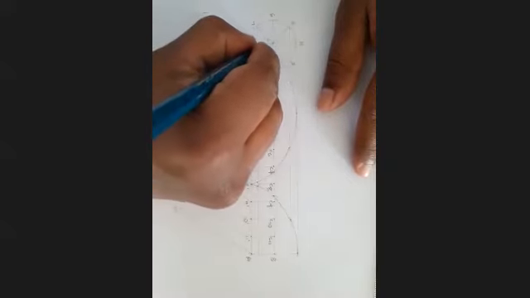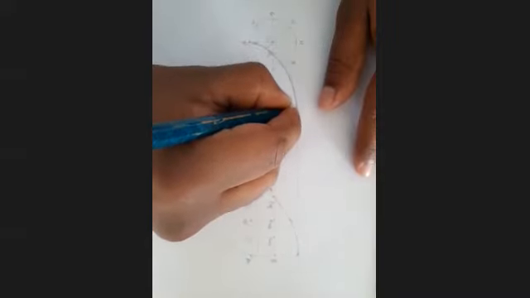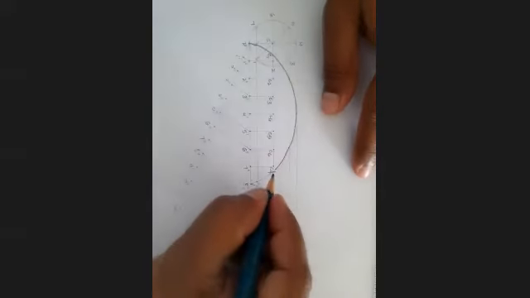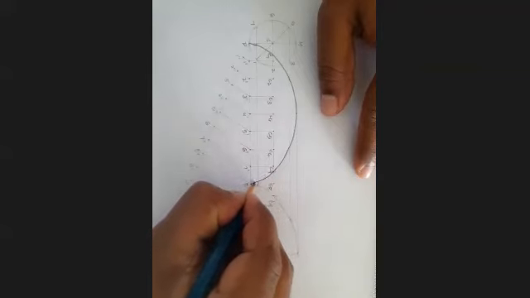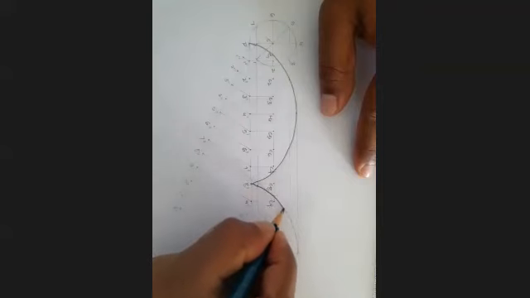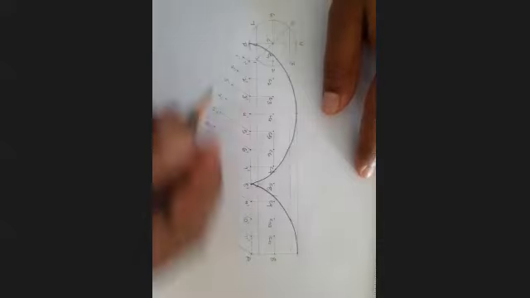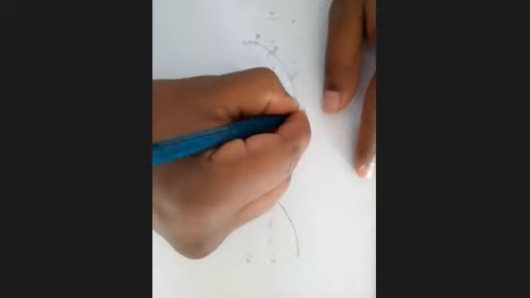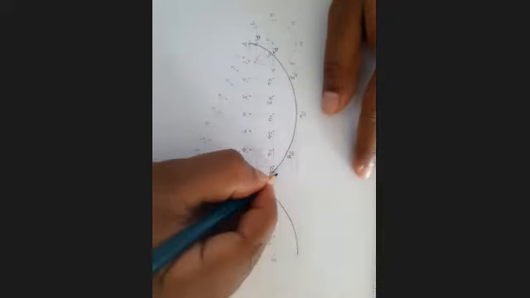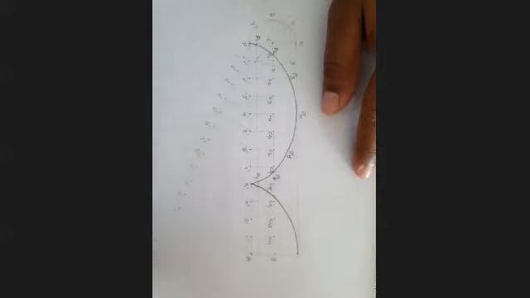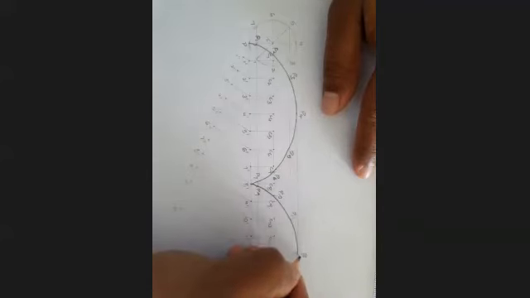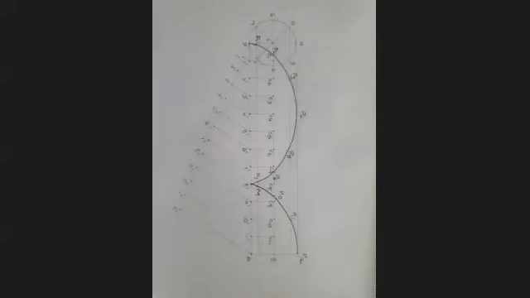Now once you are done till here, next you need to dark it. After that, you give names: P1, P2, P3, P4, P5, P6, P7, P8, P8 dash, and this is P9, P10, P11, and this is P12. This is the final shape.